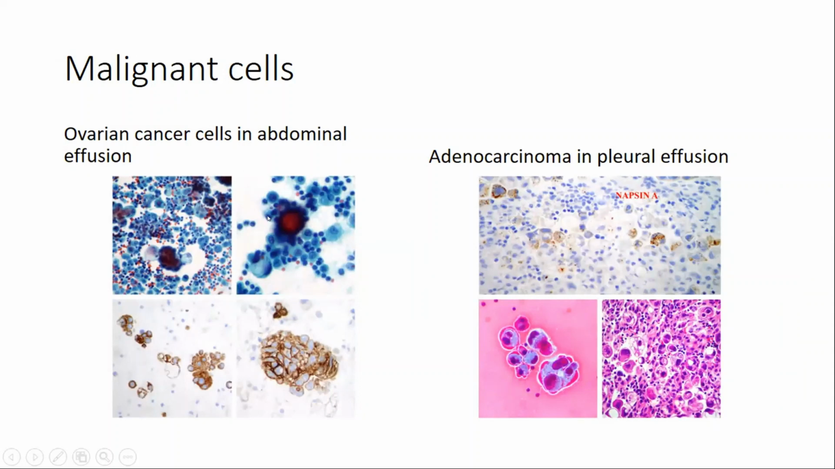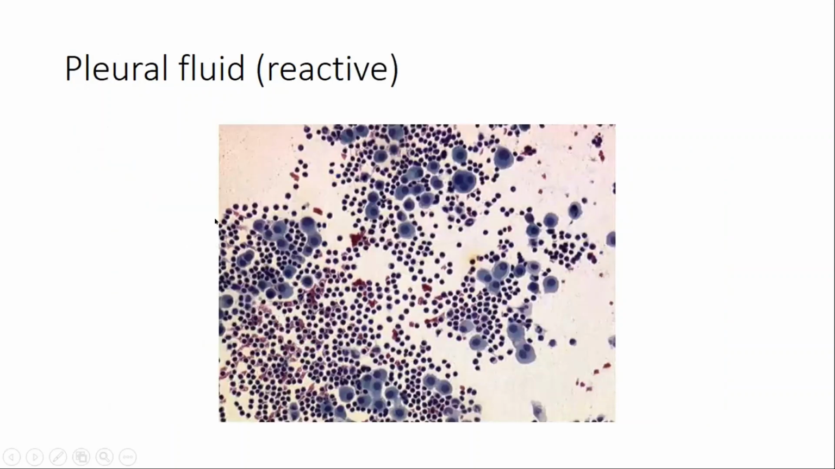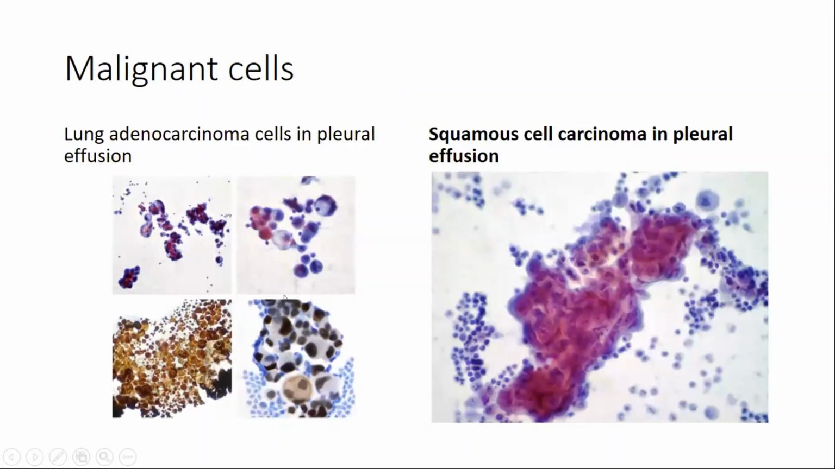This is from ovarian cancer. This is adenocarcinoma. We can say that these are abnormal, malignant cells, and since they are arranged in 3D clusters, we think it is an adenocarcinoma, but since it's a metastatic lesion, we cannot specify the primary. So based on this, if this is the only clue that you have, you have to look for the primary. This is pleural fluid. Again, this is reactive. You can see lots of lymphocytes and lots of reactive mesothelial cells. These are the malignant cells you can see in the pleural fluid.